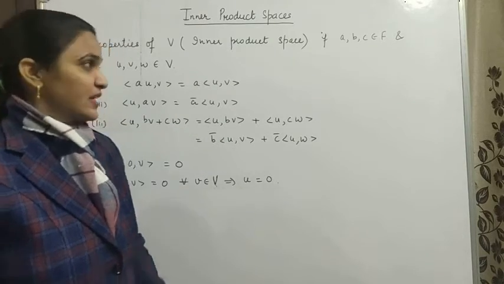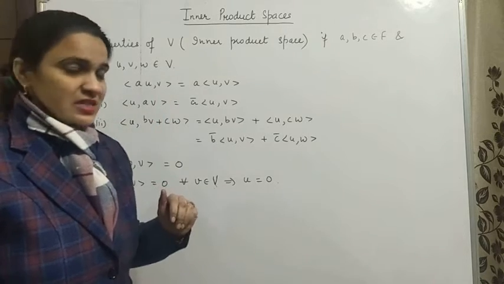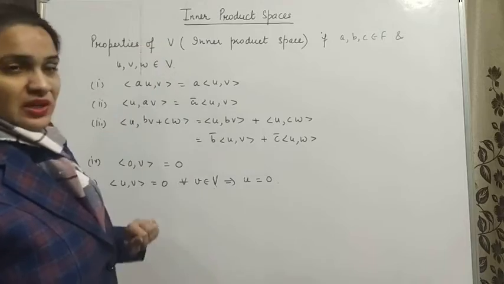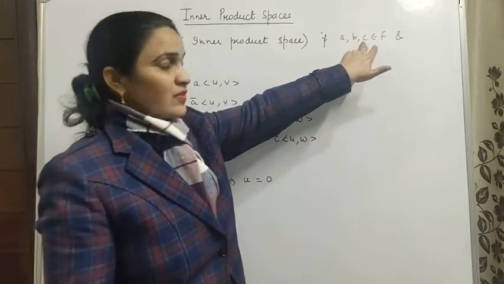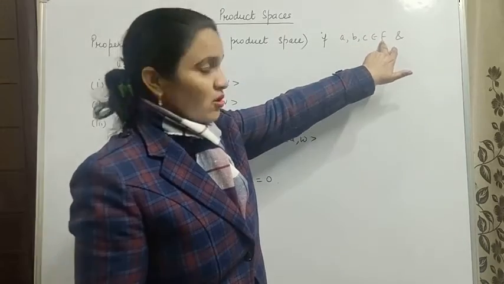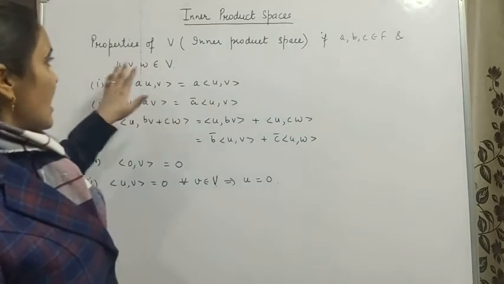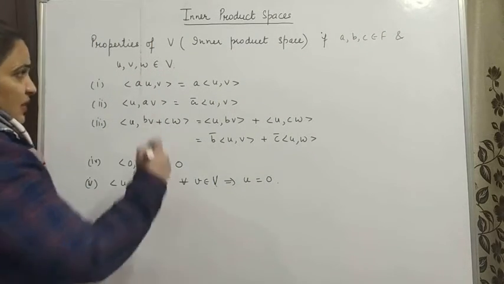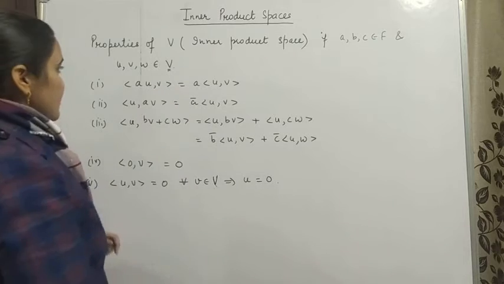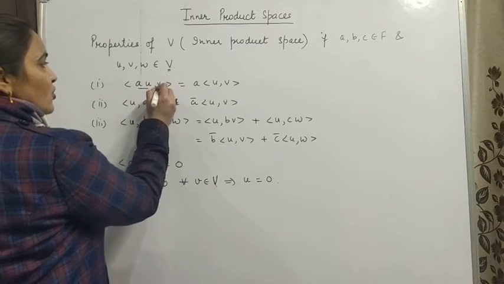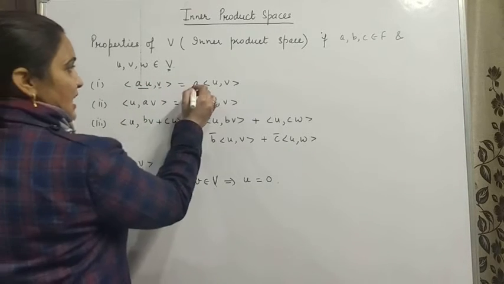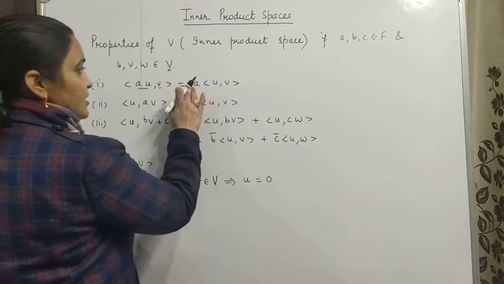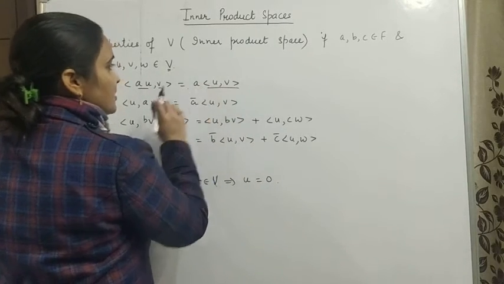Students, after the definition of inner product space, now there are some important properties of inner product space. If we have a, b, c belonging to the field F of scalars and vectors u, v, w belonging to the vector space V, an inner product space V, then the inner product of au with v is written as a outside, the scalar you write outside, times the inner product of u with v.